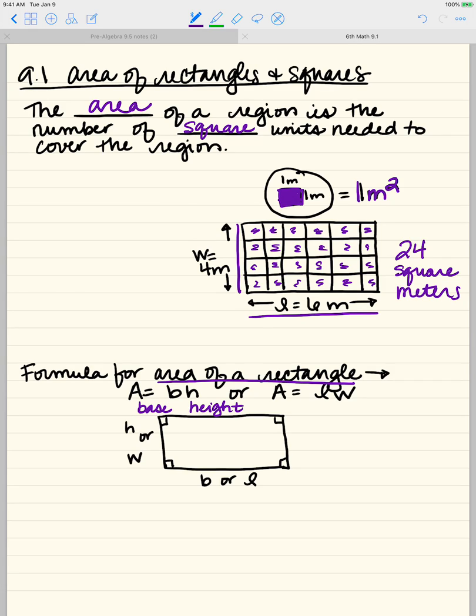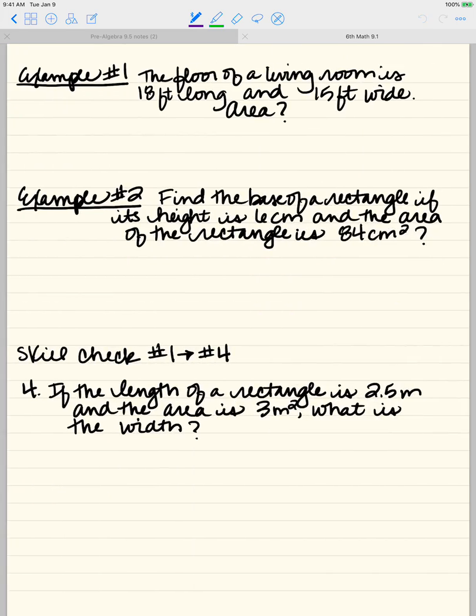Whenever you see two variables kind of hugging right up next to one another without any operation in between, that means you're multiplying. So base times height, or area is equal to L, length, times width. Okay, so here we have height or width and base or length. Area is equal to BH or LW.